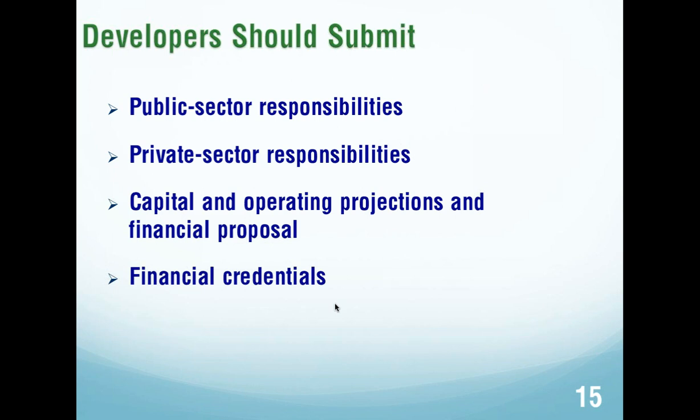So if the $100 million project is only worth 80, then 75% loan to value is going to be a lot less. And so you've got to figure out who's going to make up that difference. You want to know what their operating projections are for the project, as well as their financial credentials. If they're proposing $5 million in equity, do they have $5 million in the bank, or how are they expecting to get that?